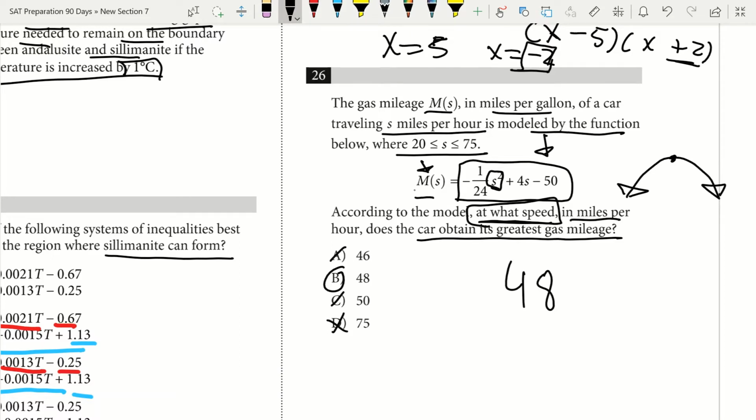Okay, so now that's the way you solve it with a graphing calculator if you would like to, but a faster way to solve it actually involves calculus.